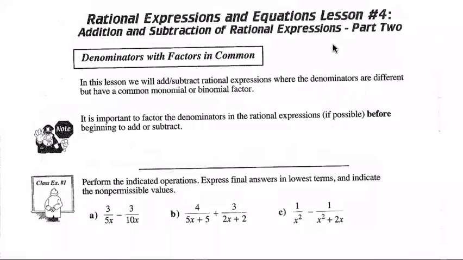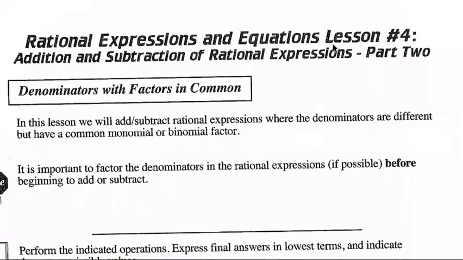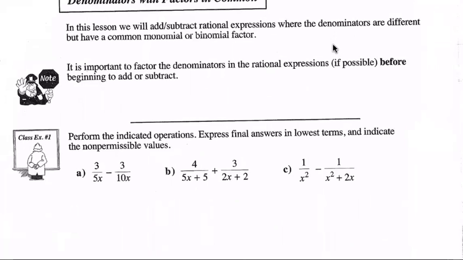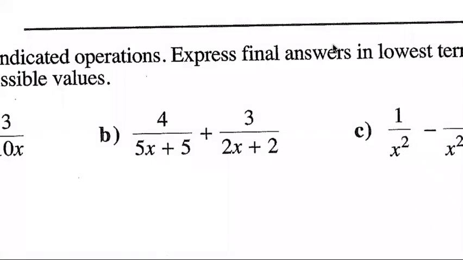Remembering that when we're adding and subtracting rational expressions, it's just like adding and subtracting fractions. We need to have a common denominator before we can do that. And in order to get that common denominator, sometimes it involves factoring our denominators so that we can see what's common in order to determine the common denominator.